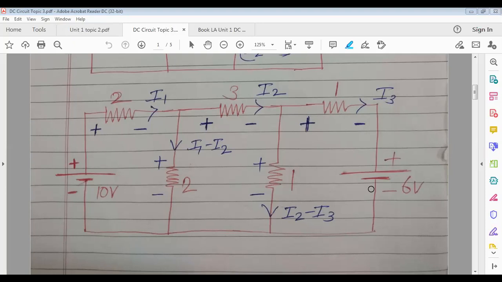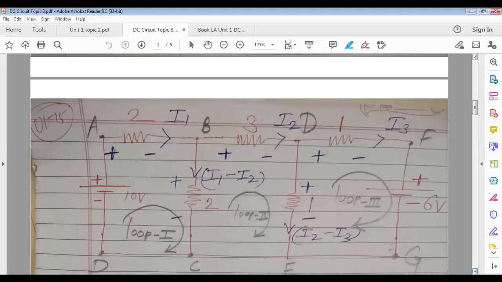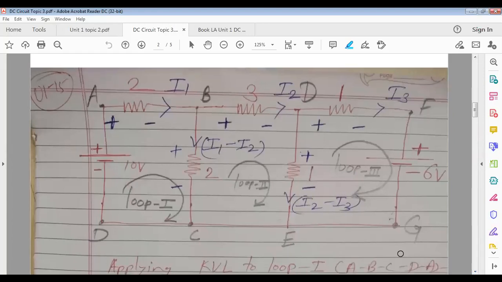Means how many loops you have to consider? 3 loops. So number of unknowns 3, KVL equations 3. That's why 3 loops you have to consider. Any 3 loops you can consider. I have considered 3 smaller loops and loop direction I have assumed for all 3 as clockwise. You can consider all 3 clockwise, all 3 anti-clockwise, or any 2 clockwise and the rest anti-clockwise, or any 1 clockwise. It doesn't matter. Up to this, everyone got it?